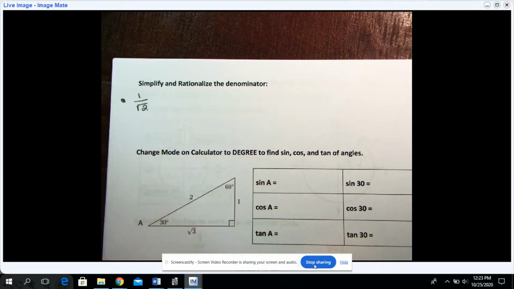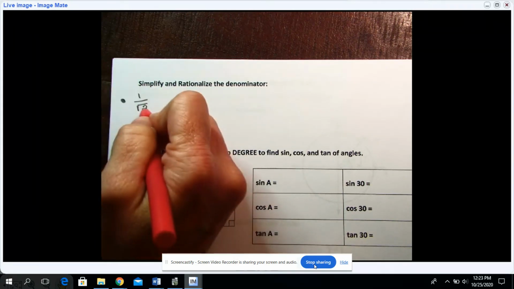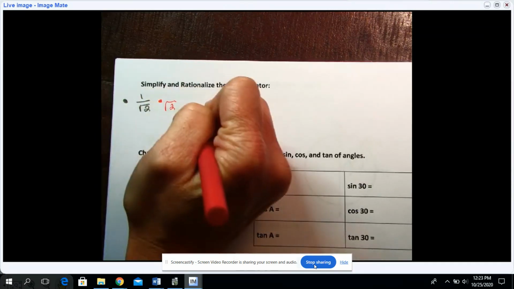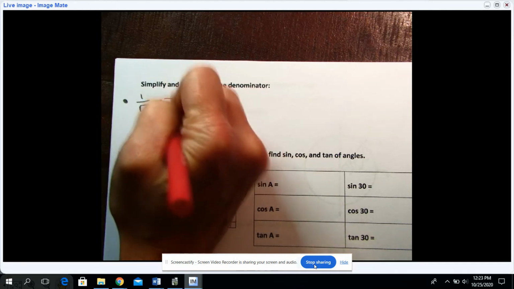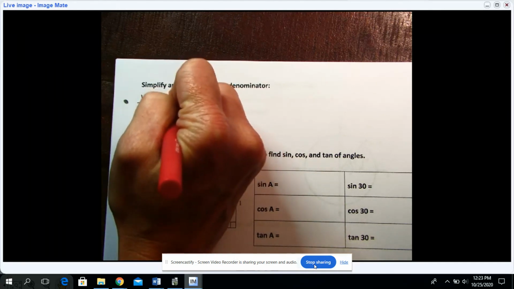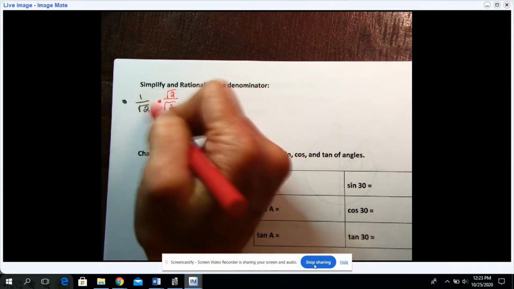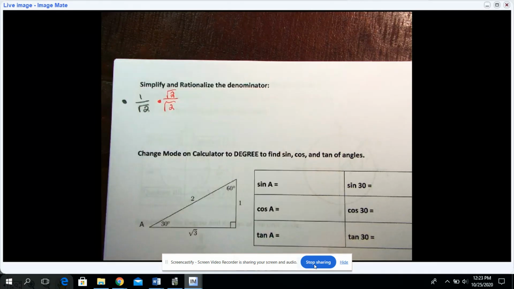So what you want to do is multiply that by something to make it a perfect square. Well, what would make 2 a perfect square is if you multiplied it by the square root of 2, so you would get 4. Well, I can't just multiply the bottom by the square root of 2, or I'll change the whole value. But if I multiply the whole thing by the square root of 2 over square root of 2, that equals 1. I'm not changing the value, I'm just changing the look of it.